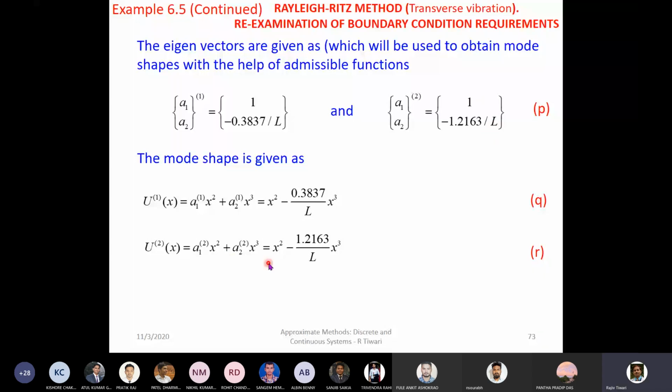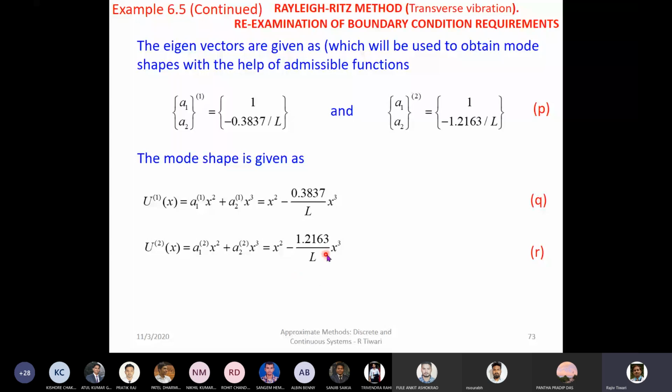So this will be the second natural frequency. Here, these coefficients which we got from the eigenvector are not the mode shape. They're the relative values of the coefficients. Once we put them into the eigenfunction, this is the eigenfunction for the first natural frequency. This is for the second natural frequency.